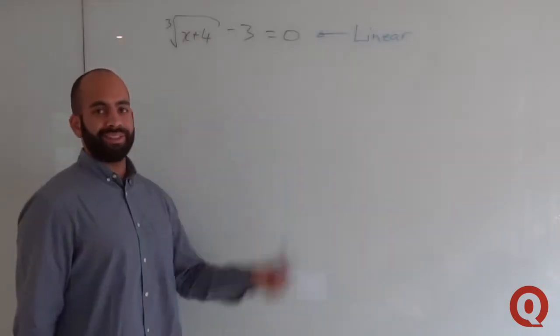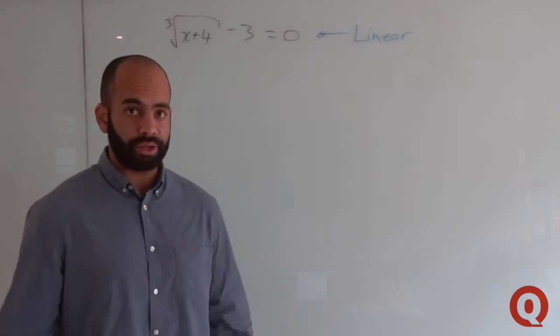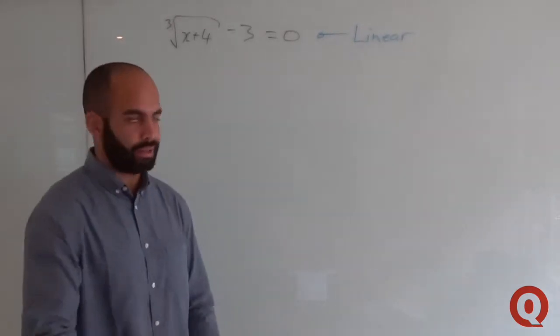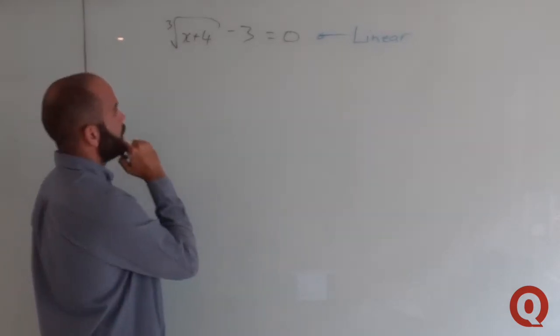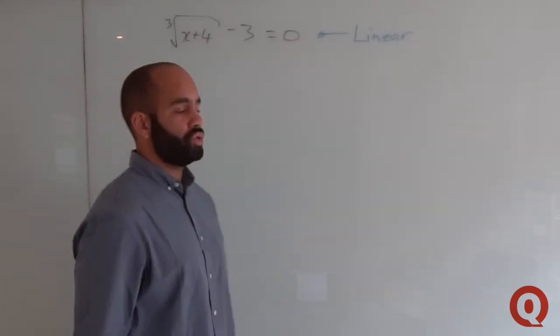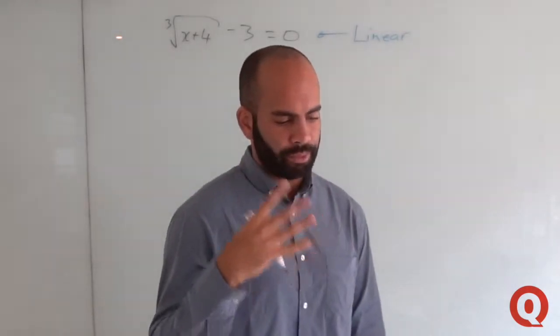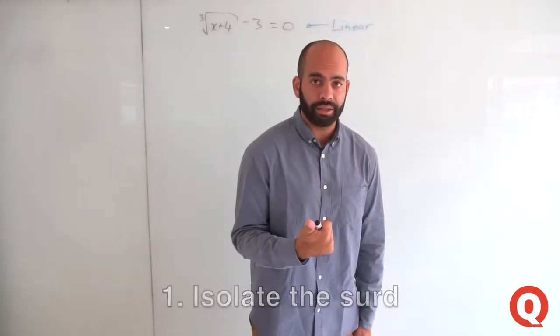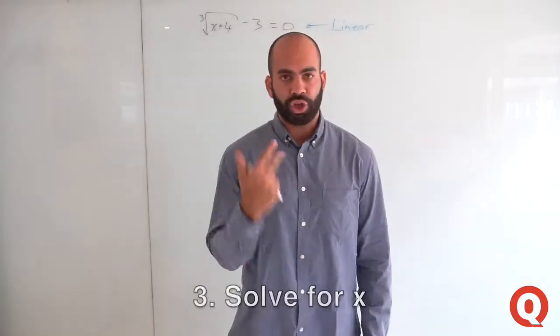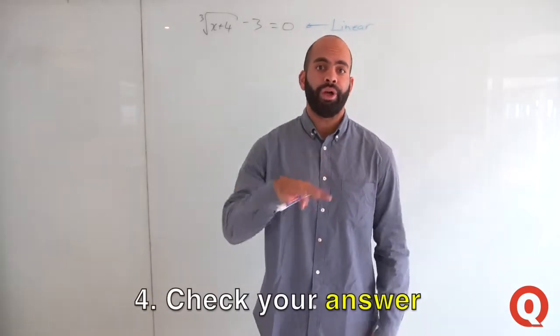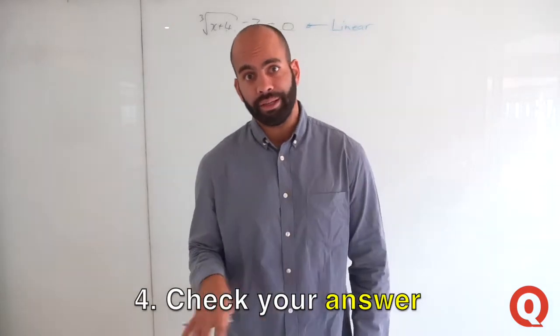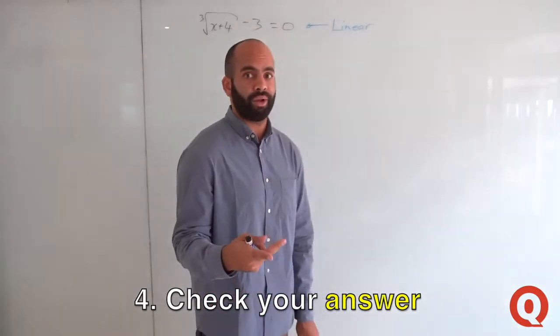So the expression above is a simple linear surd equation, which you would have encountered in grade 10. And if we had to try and solve this expression, to solve any surd equation usually involves 4 simple steps: to isolate the surd, to square both sides, solve for x as if it was a normal equation, and then number 4, check your answer. You could be completely wrong, so make sure you do that right at the end.